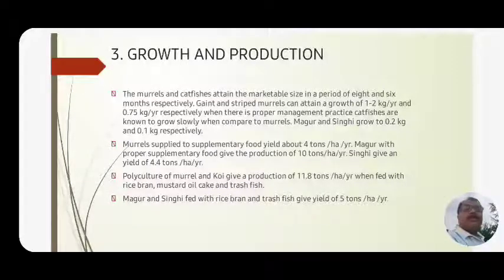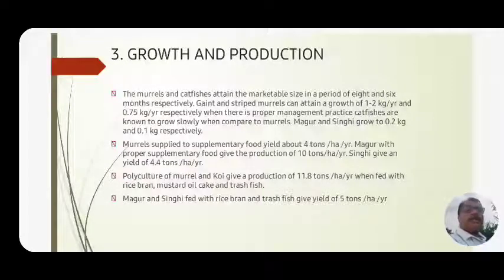The murrels and catfishes attain the marketable size in a period of 8 and 6 months respectively. That is catfishes and murrels, these are to attain a growth period. For the murrels 8 months are required, and for the catfishes 6 months are required for the growth period.